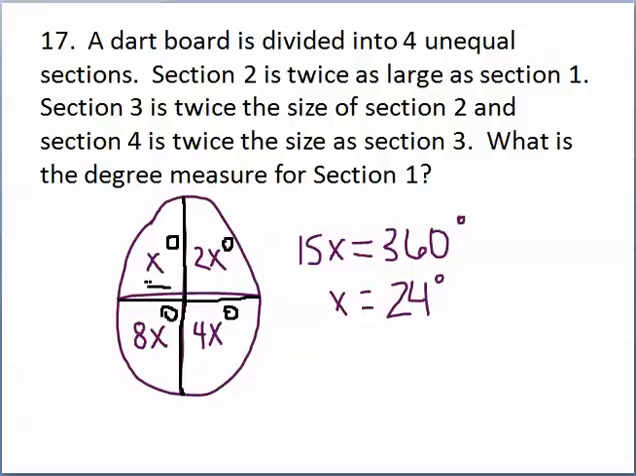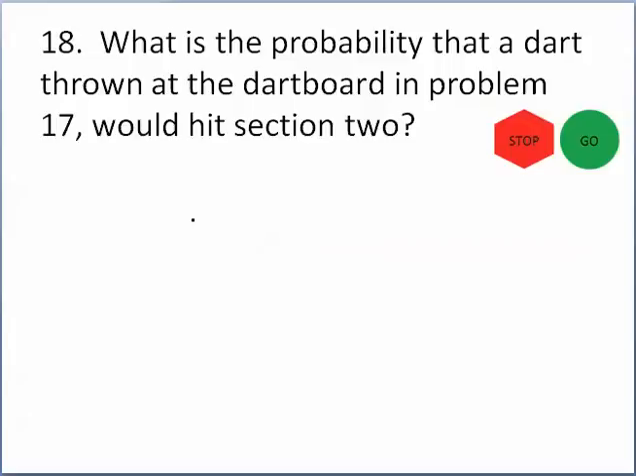And if I add these up, 1 plus 2 plus 4 plus 8, I get 15x equal to 360 degrees. Divide both sides by 15, and I get x equals 24. So that means this section right here is going to be 48 degrees. All right. What's the probability that a dart thrown at the dartboard in problem 17 would hit section 2? Remember that the section 2 was 48 degrees. Click on the stop sign.